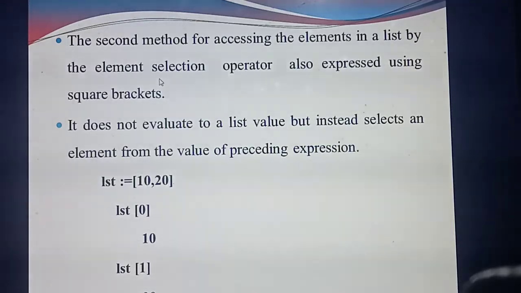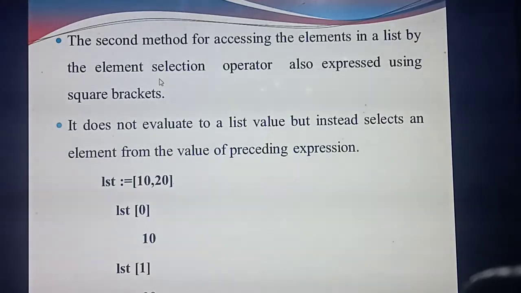Okay, the place value. So what's the second method for accessing the list elements? Selection operator method. So in this method, all the elements you need to enclose using which one? Square brackets. In the first method you assign different names for each element, but in this method you are not going to assign different names for the elements.